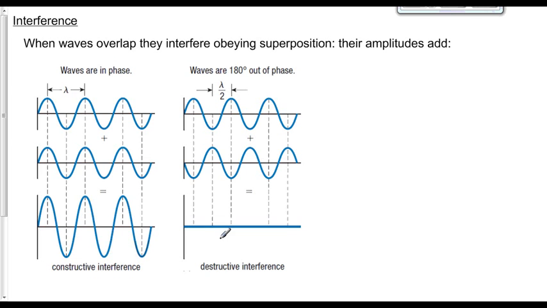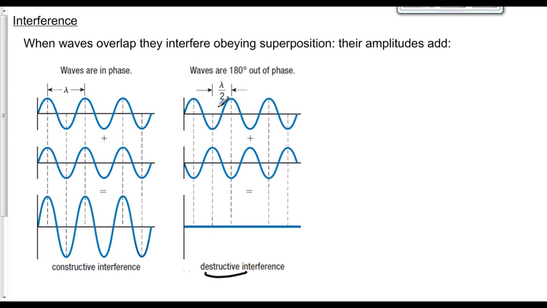The opposite case is destructive interference, and that's when the first wave is up, the other wave is down, and vice versa. So we end up with no wave at all, and that's destructive interference. They're out by 180 degrees, or pardon me, lambda by 2, or half a wavelength out of step. And so we have this destructive interference.